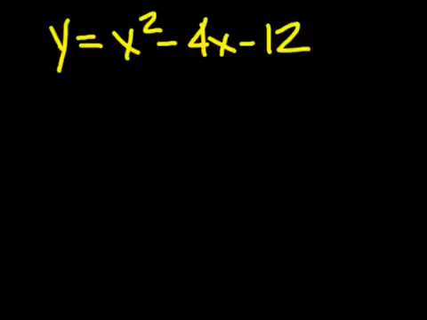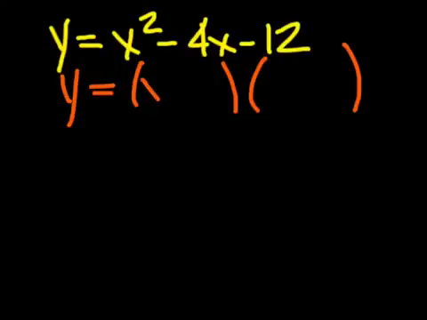Is this one factorable? Yes, it is. What two numbers multiply to get negative 12 but add to get negative 4? What's negative 6 plus 2? Negative 4. All right. So we can do this. I'm not sure this is bright enough, so I'm going to do this. There we go. Is that bright enough? All right. Y equals the quantity of x minus 6, closed quantity, times the quantity of x plus 2.